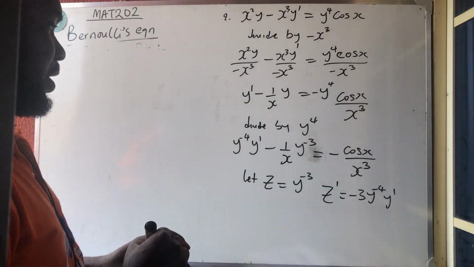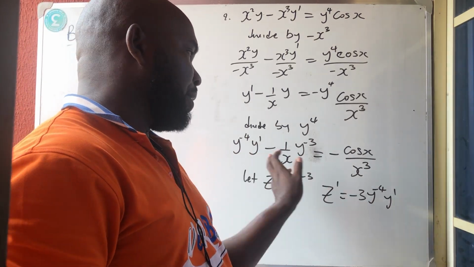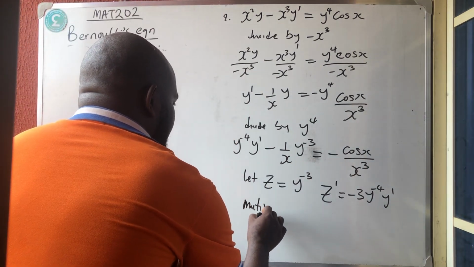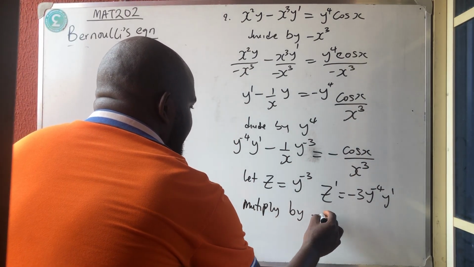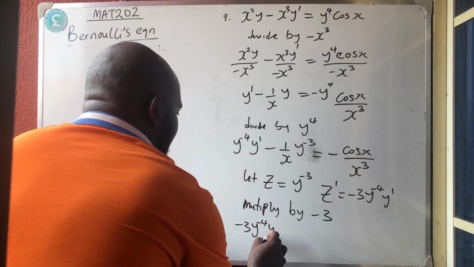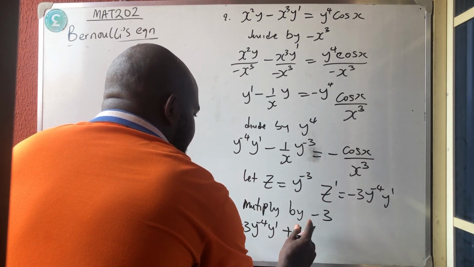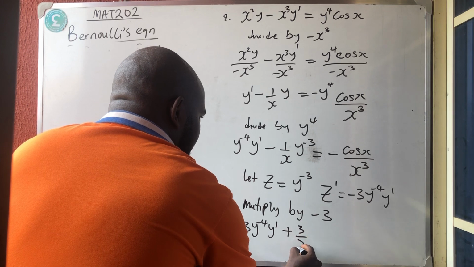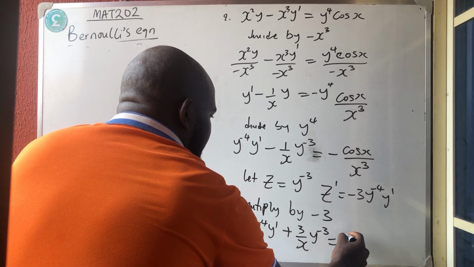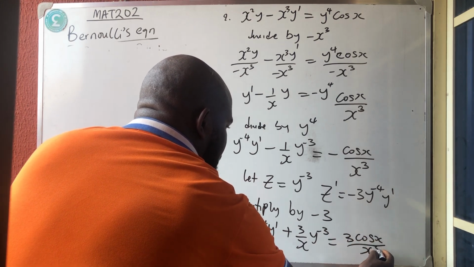So the problem I'm having now is this and this look alike, but I'm having minus 3 here as the problem. So multiply everybody by minus 3. So I'm having minus 3 y raised to power minus 4 y prime, minus minus to make this one plus, plus 3 over x y raised to power minus 3 is equal to what? 3 cos x over x cubed.